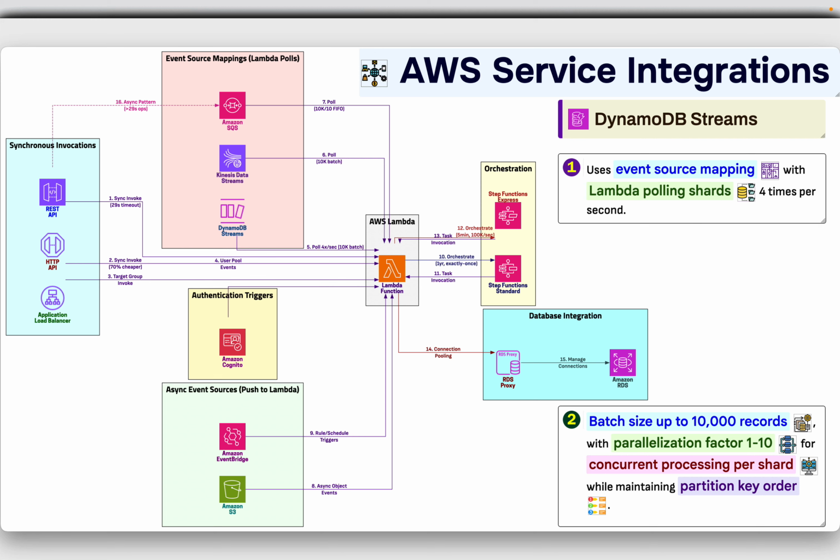And batch size supports up to 10,000 records with a parallelization factor from 1 to 10 for concurrent processing per shard while maintaining partition key order.